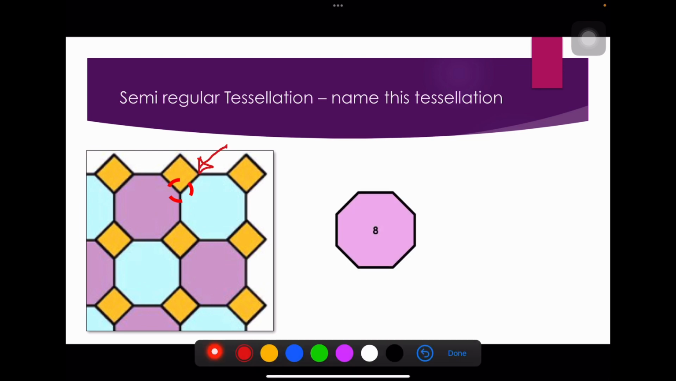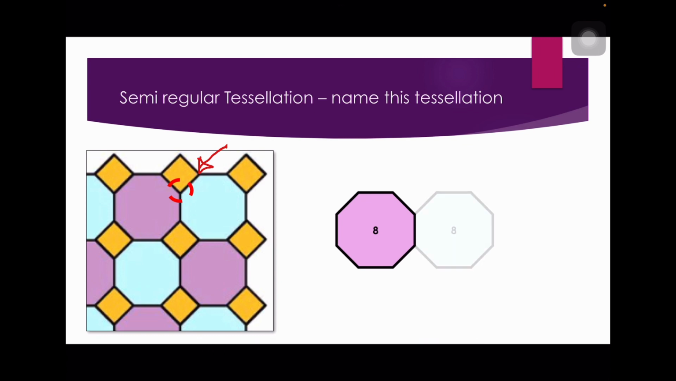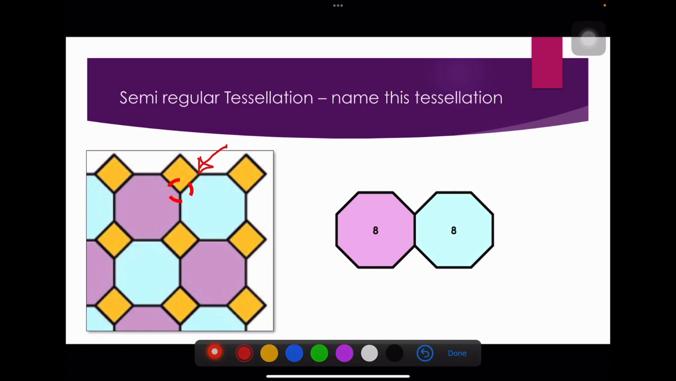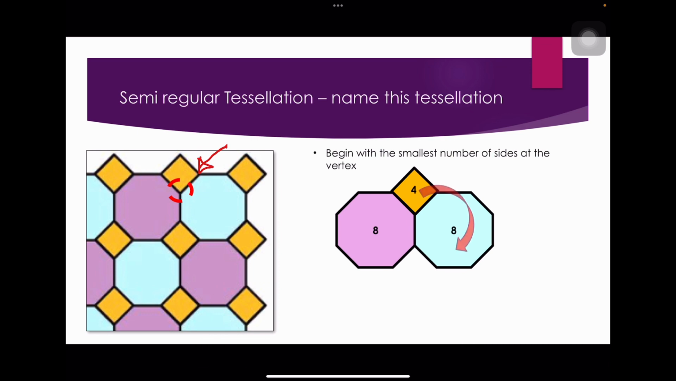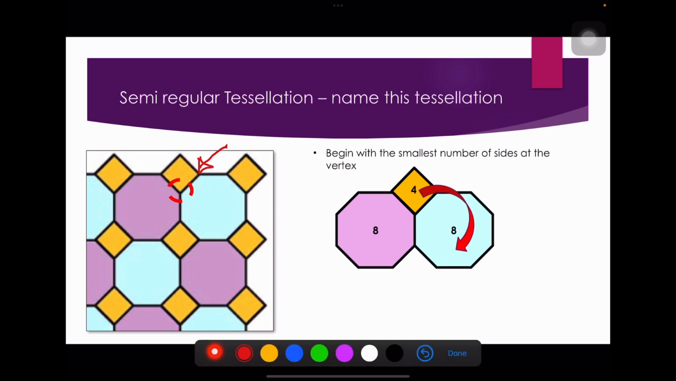Another one. Here we will look at a vertex, and that is the vertex here. We will take 8 and 8 and then 4. This is the vertex that joins the three shapes. Start with the smallest number again, so it's going to be 4, 8, 8. So we have 4.8.8.